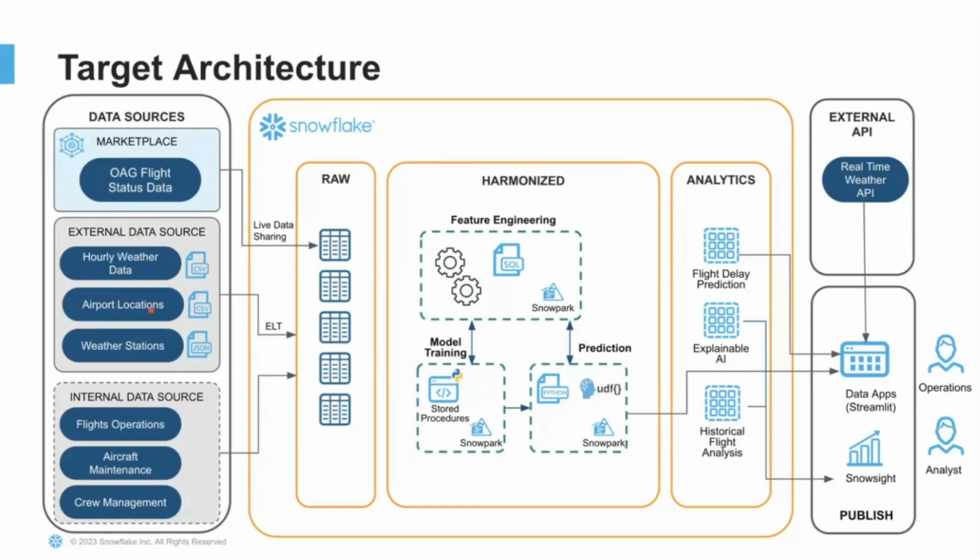Then I also uploaded a file that contains geographical coordinates for a lot of the airports all over the world, and also a weather station's reference data in JSON format. The reason for this is because the hourly weather data is based out of weather station ID. So I needed to match the weather station ID to the appropriate airport location. This file provides that matching information.